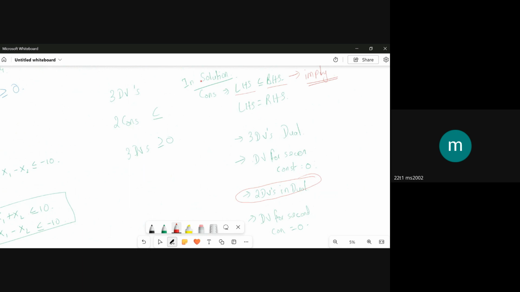I have solved this primal. I have got values for the 3 variables x1, x2, x3. I substitute them into this equation and see that the LHS is less than RHS. What does that mean? Let's say this is for resource 1, just for example. Let's say this was 24. I substituted and I got 23. What does that mean?